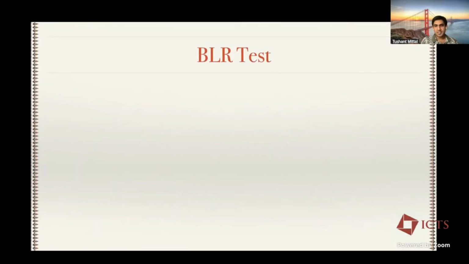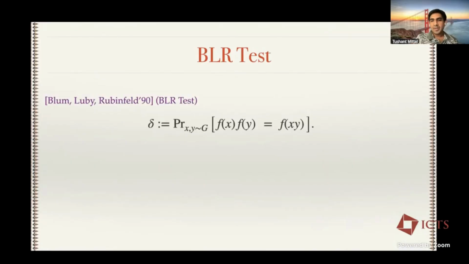The genesis of all of this is in the seminal work of Blum, Luby, and Rubinfeld, who defined this as an algorithmic test. So this delta is the fraction of points on which the function does behave like a homomorphism. And you can think of this as an algorithmic test where you sample points x and y at random, and then you check if this equation holds. So with any function f, this is just a number. And this is a very elegant definition. It holds for any groups G and H. It doesn't care about the groups.